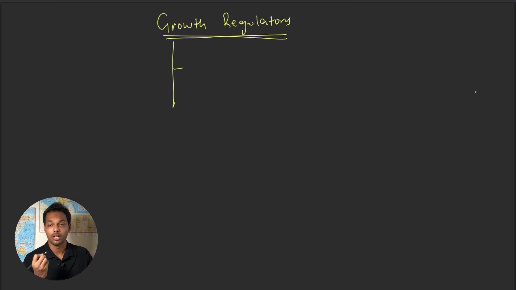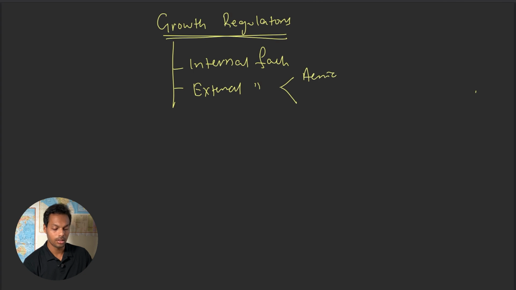Then another aspect is the management factor. Management factor means how we are managing the plant or that particular system to provide optimum resources to the plant for growth and development. So all these are growth regulators in the broader sense. These are nothing but the factors affecting growth: the internal factor, like the genetic constituent I discussed, then the external factors, the aerial factor and edaphic or soil factor, then the management factor.